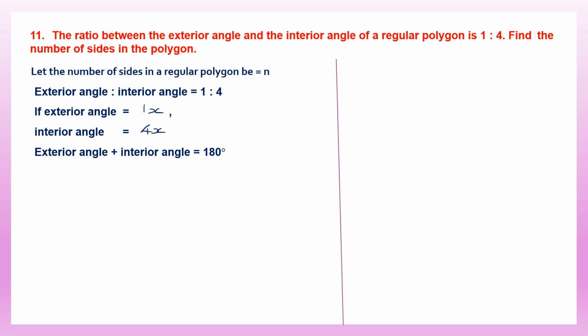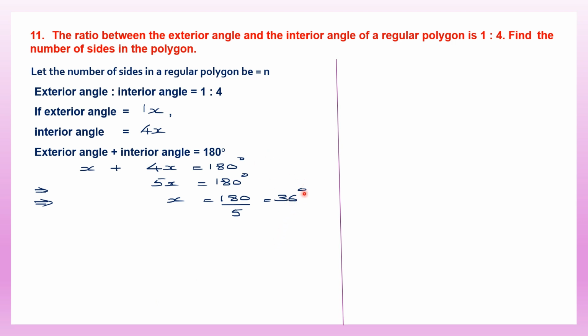So here we have exterior angle is 1x, or simply x, plus interior angle, which is 4x. Together this is equal to 180 degrees. So x plus 4x is 5x. 5x is equal to 180 degrees. Now we can find the value of x. We can say 180 divided by 5 will give us x. And that is 36. So x is equal to 36 degrees.